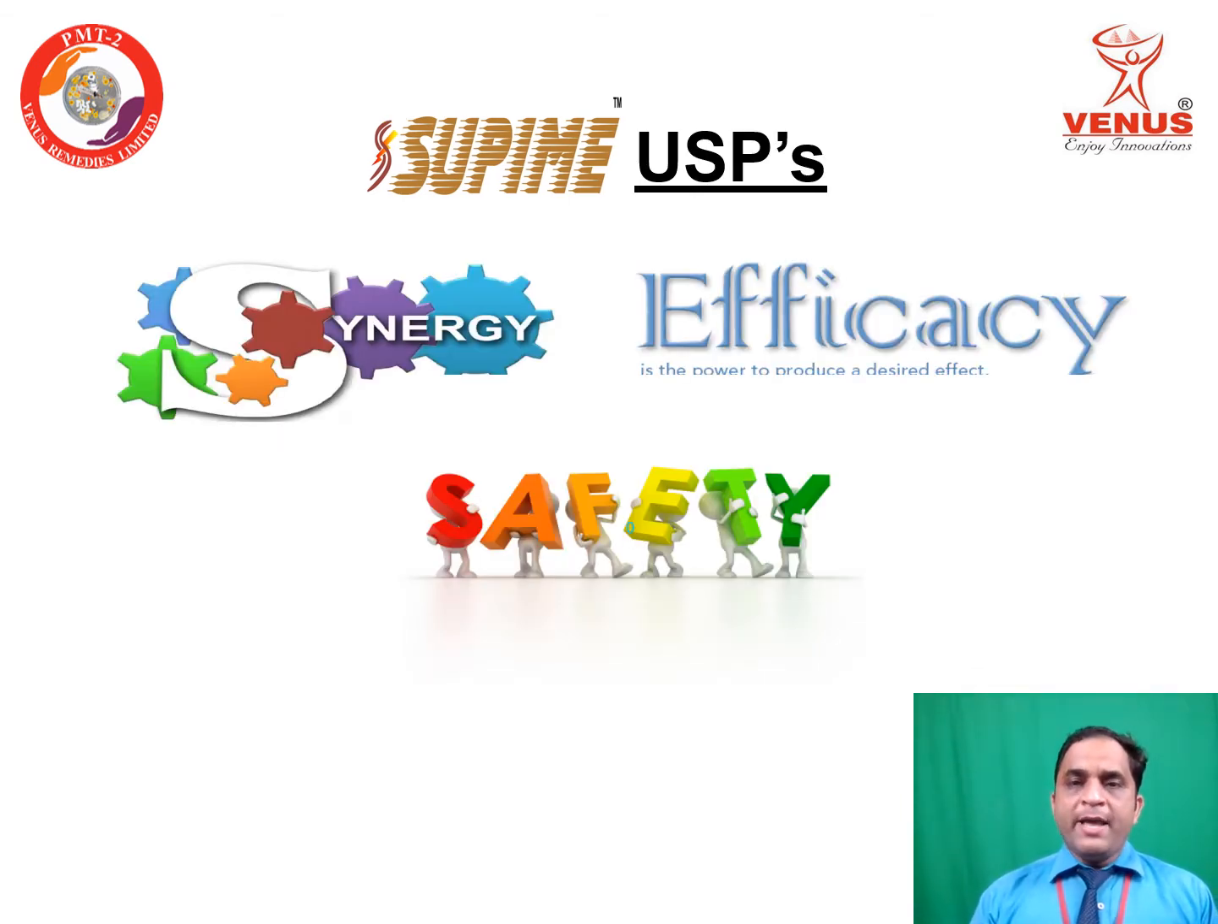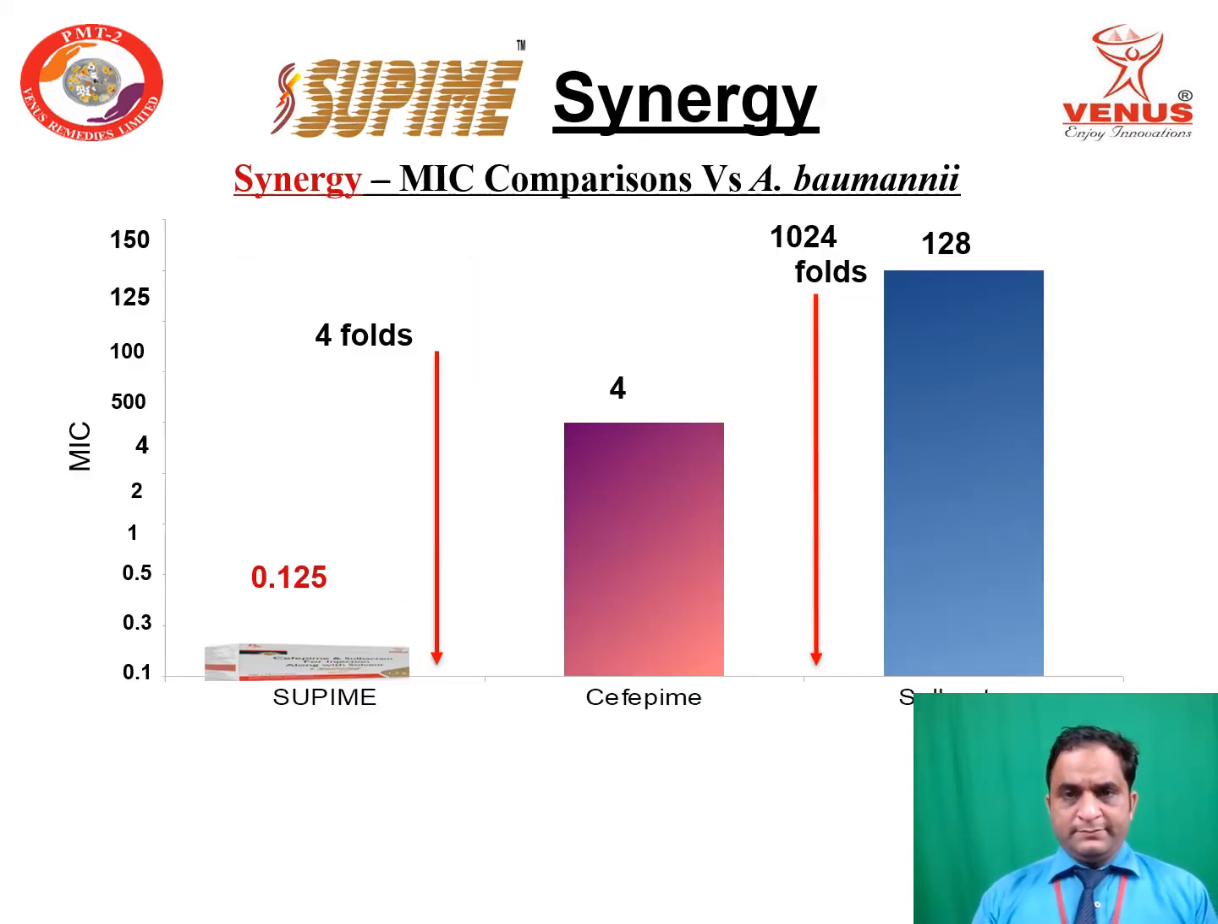Now Supine's unique selling point. Majorly Supine has 3 USPs: it is a synergistic product, an efficacious product, and safe. In the first point, under synergy, we will discuss how, because of the synergy, Supine works at a very low MIC against Abomni.